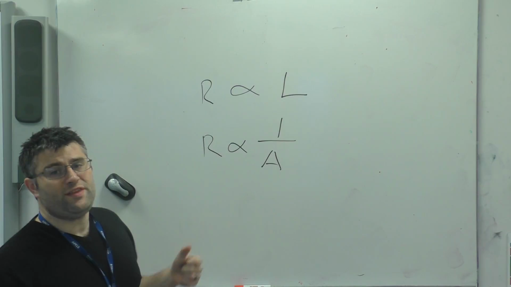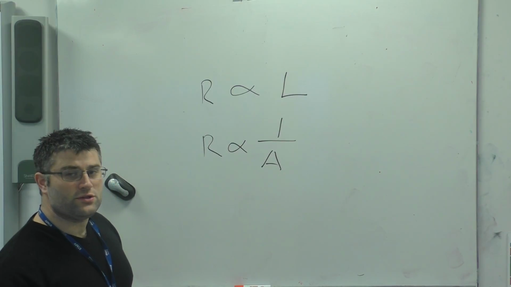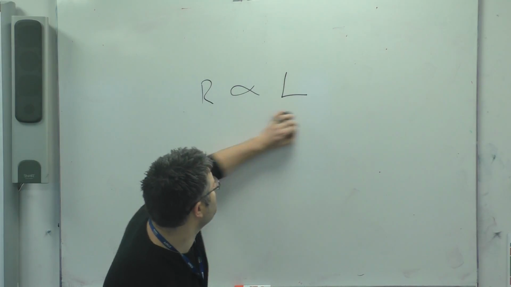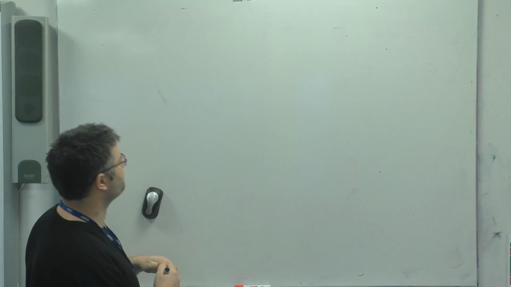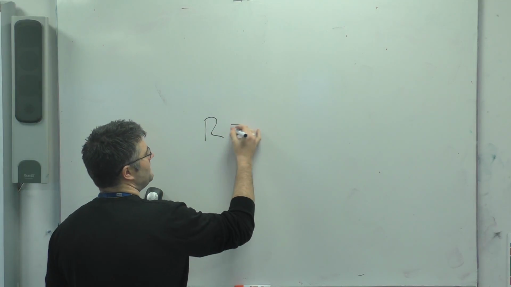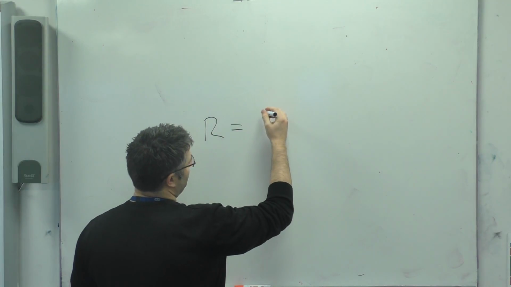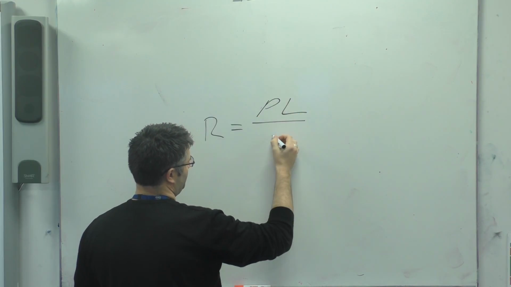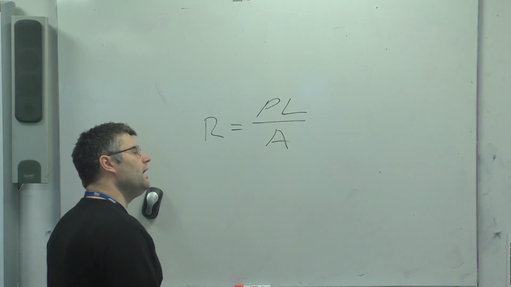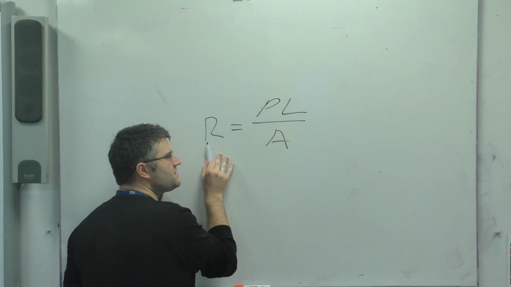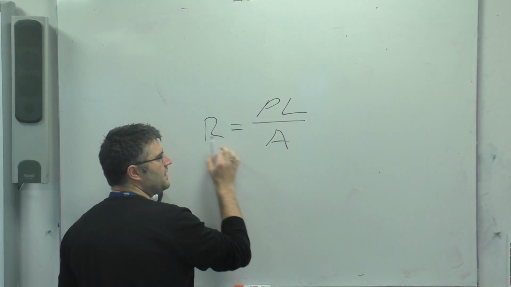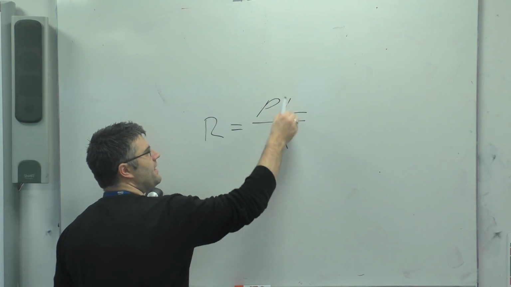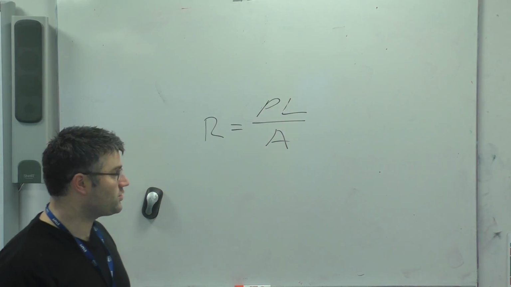And believe it or not, we can put these two relationships together into one full equation, and that comes together with a constant. So R is going to be equal to rho L over A. So we can see here that resistance is directly proportional to the length, but inversely proportional to the cross-sectional area. So here enters this constant of proportionality.